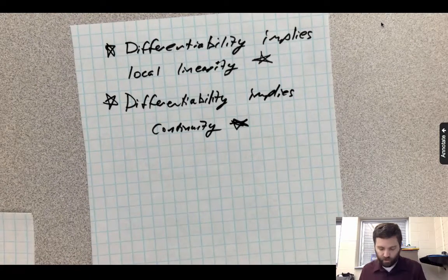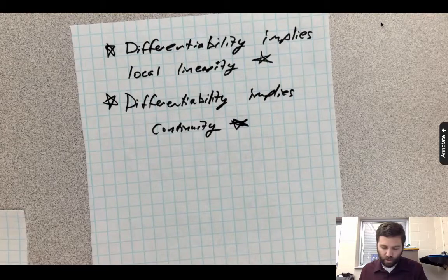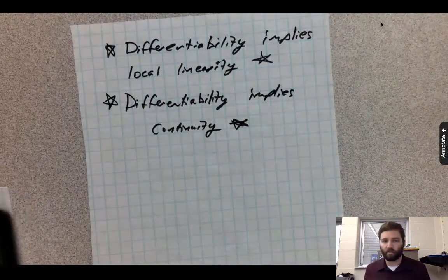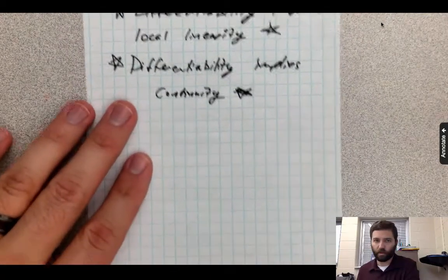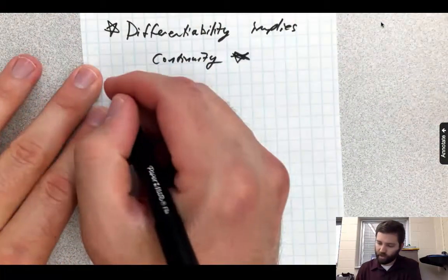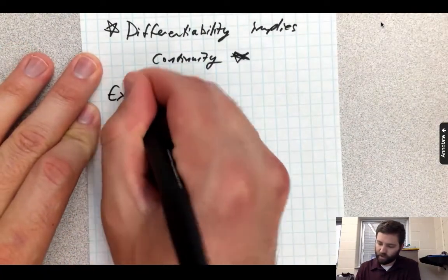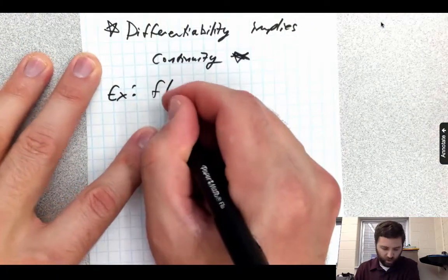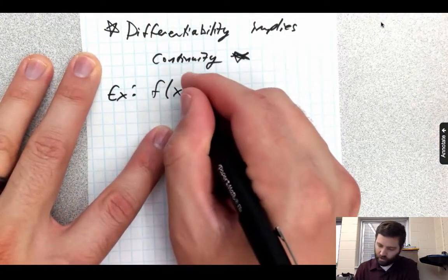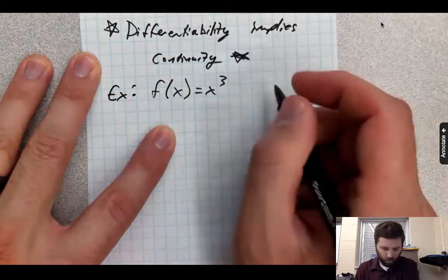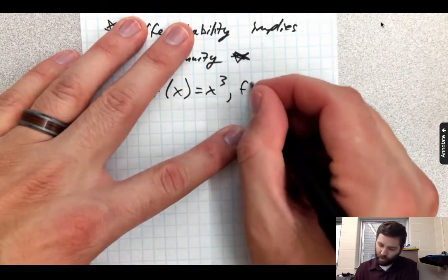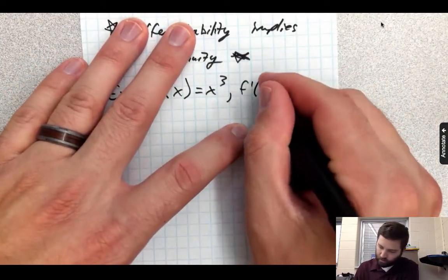All right, so what I want to do now is give you the instructions for finding the numerical derivative, both in Desmos and in your graphing calculator. So in your graphing calculator, let's do this. Given the function f of x equals x cubed, we want to find f prime of 2.